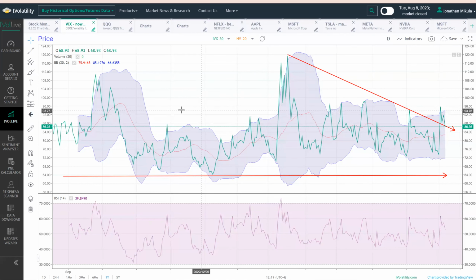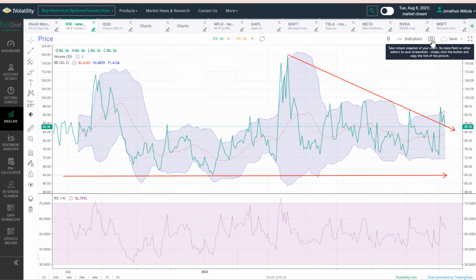So by isolating the implied volatility for the VIX, you can help map out, it's like a compass of where the actual VIX's underlying spot price will go. So, we always look for extremes. We like to look for where the VIX's IVX has gone below its lower Bollinger Band or above its upper Bollinger Band.